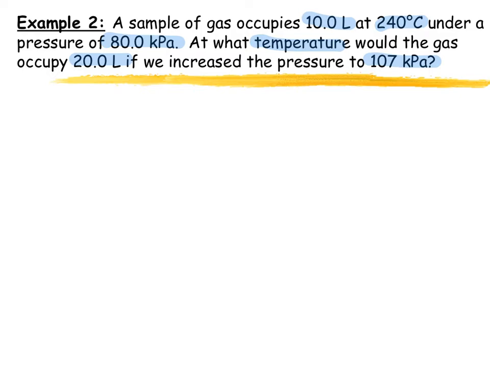The next thing that I want to do is group them. What are the temperature, pressure, and volume that go together as my initial set? That would be the ones that come from the first sentence. The 10 liters, the 240 degrees Celsius, and the 80 kilopascals all exist simultaneously. That's our starting point, so that's what I'll use for T1.